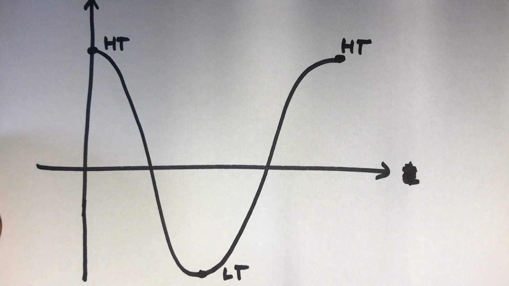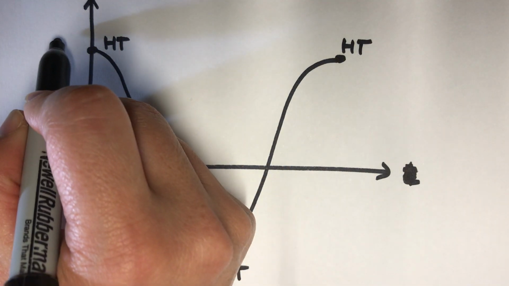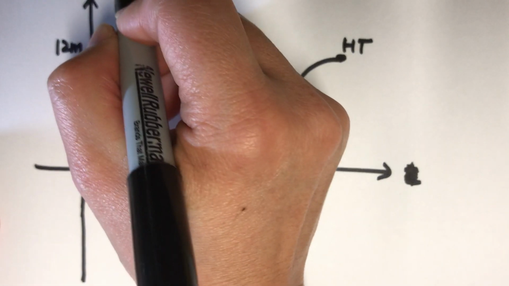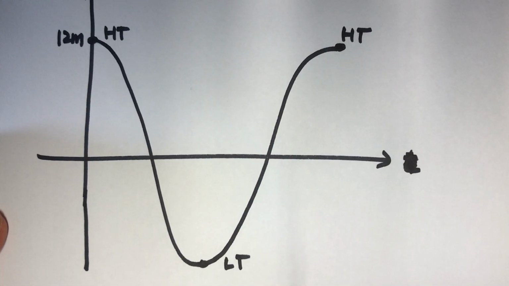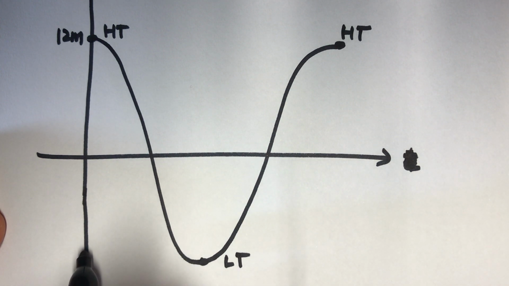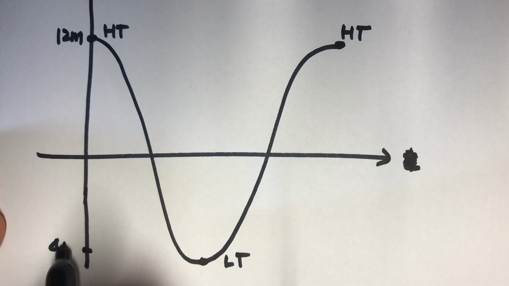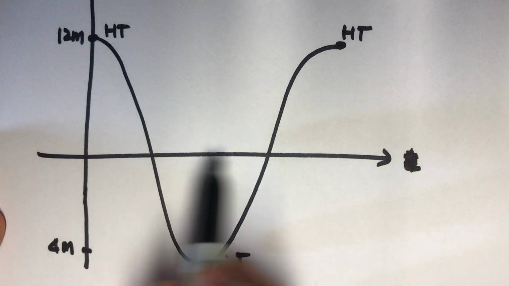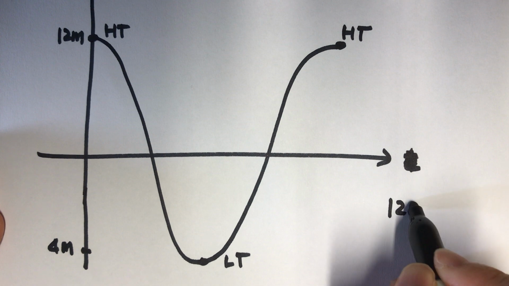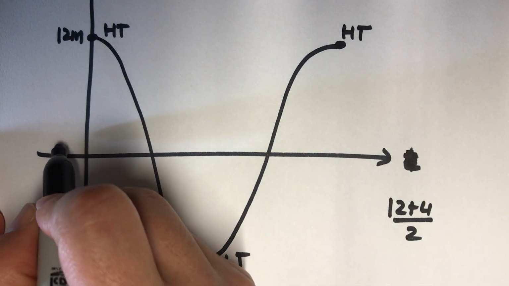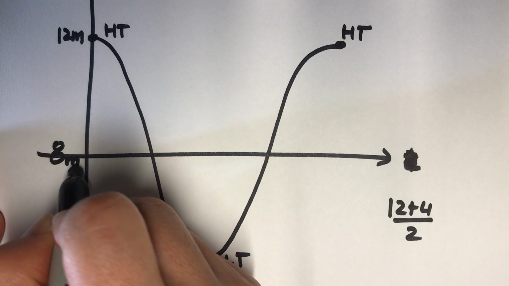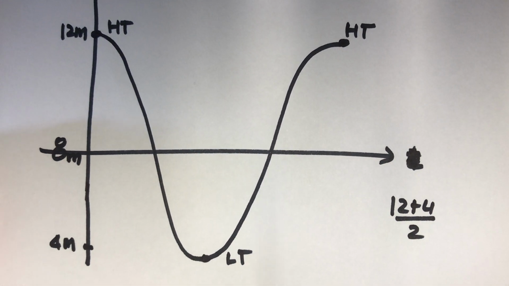Okay, and maximum, what was the maximum? The high tide was 12, wasn't it? Okay, depth of 12. So that's 12 meters. And low tide was 4 meters. Okay, so what will be my center, middle? 12 plus 4 divided by 2. So it would be 8 meters. Okay, so that's what I've got.